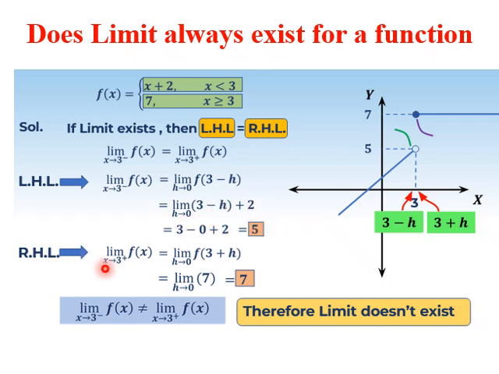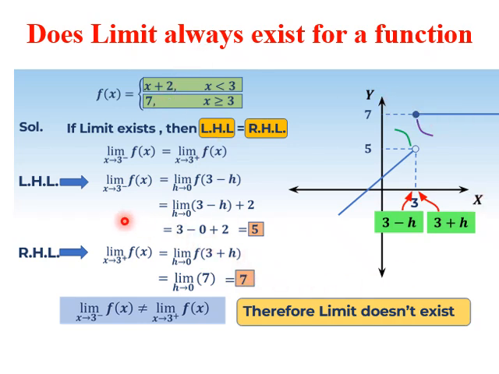Let us take the right hand limit. So we write limit f of x, x tending towards 3 plus. We are coming from the positive side. So the function is f of 3 plus h. Wherever x term is there, we will write 3 plus h. But in this, only the constant term 7 is there. So the answer will be 7, because no x term is there. So the function is constant 7.